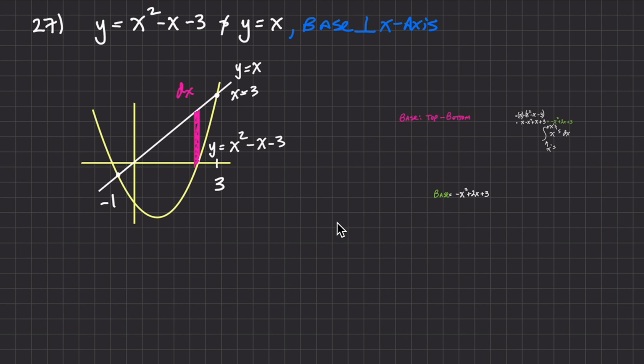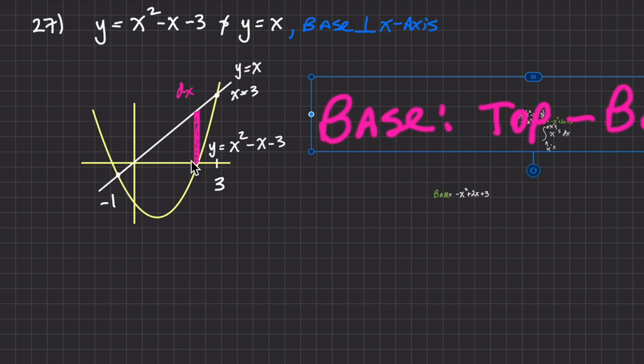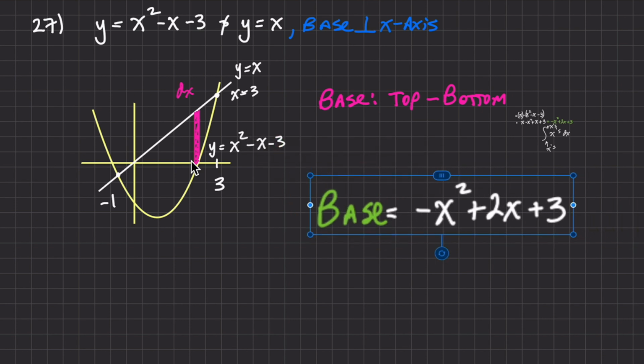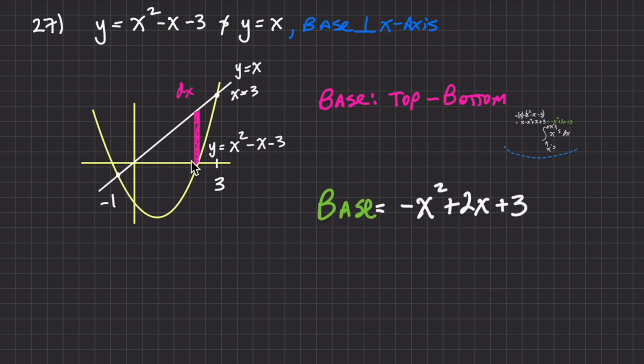Okay, the next thing we need to determine is, what is this distance? What is the distance of that base? Because that distance is going to figure prominently in all of these problems. So this distance is a y distance, and we're going to use top minus bottom. So the base is going to equal the top function minus the bottom function. So that's going to end up being this right here. How did we get that? This is how we got it. Let's blow this up.